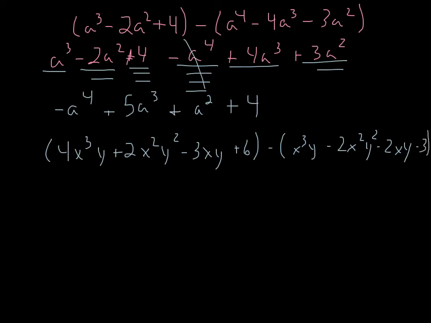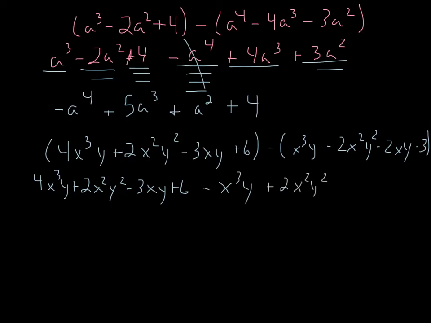Alright, so we do the additive inverse of the second part. So we copy the first part down. 4x cubed y plus 2x squared y squared minus 3xy plus 6. And the additive inverse, so we're switching everything's signs. Minus x cubed y plus 2x squared y squared plus 2xy and plus 3.